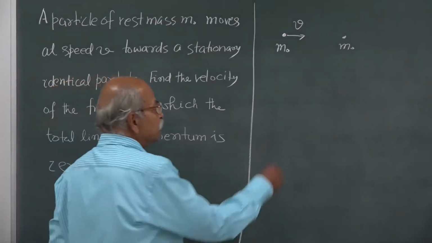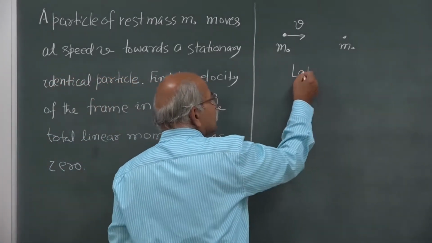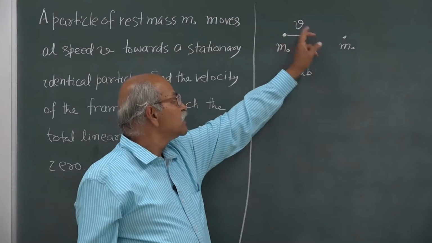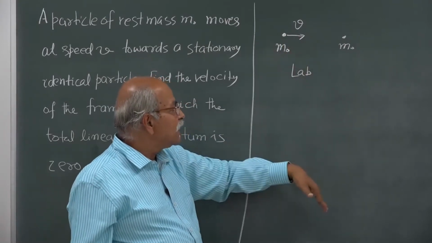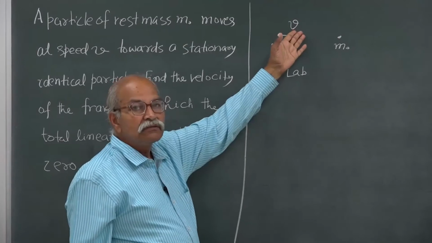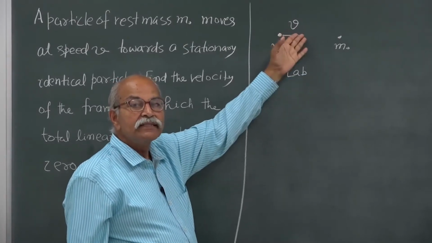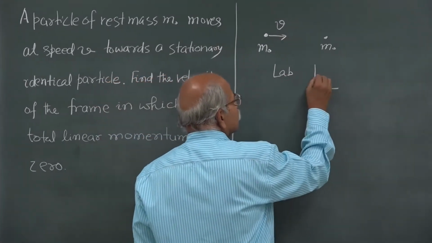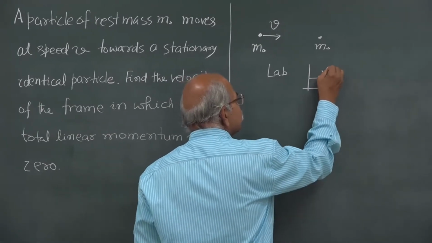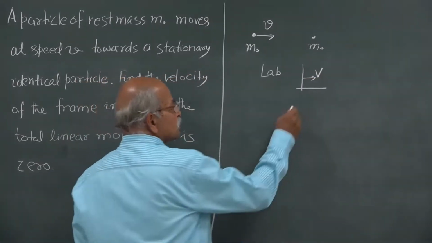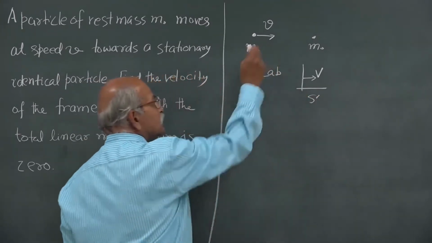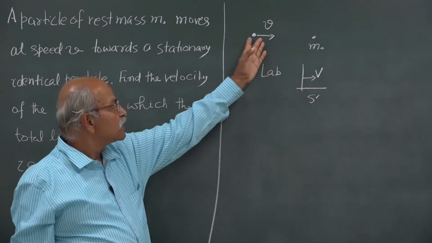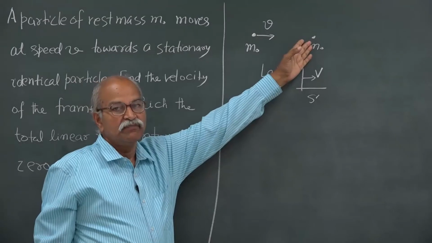So, this is our lab frame, and in this lab frame the linear momentum of this particle is 0, but this one will have linear momentum. So, you have to find the frame in which the total linear momentum of the two particles is 0. If that frame is moving with some velocity, let us say capital V, then in this frame what is the velocity of this particle and what is the velocity of this particle?